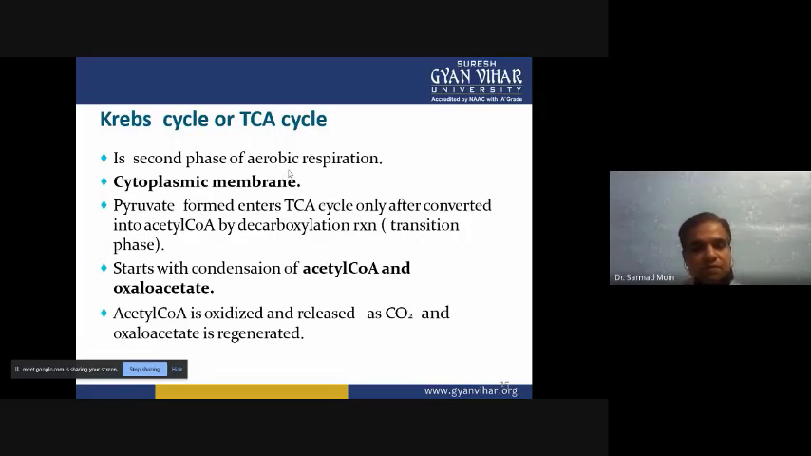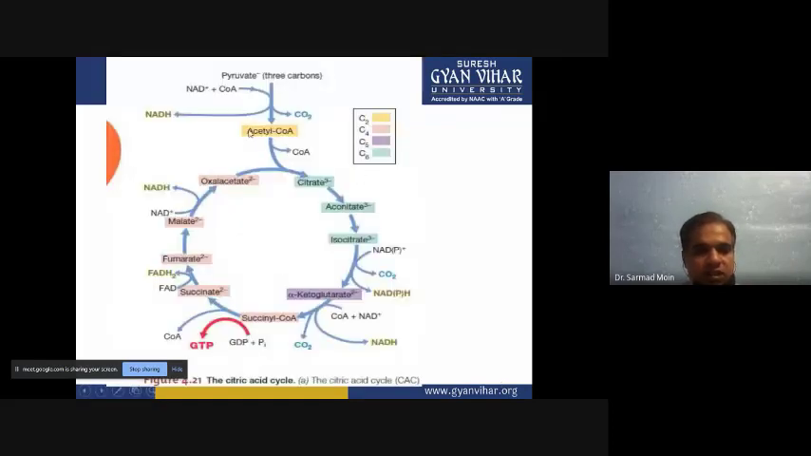And many reactions are happening in between. So we start with the condensation of acetyl coenzyme A and oxaloacetate. Acetyl coenzyme A is oxidized and released as carbon dioxide, and oxaloacetate is regenerated. So here is the Krebs cycle in detail, and we'll see how it is happening. See, it is a cyclic reaction.